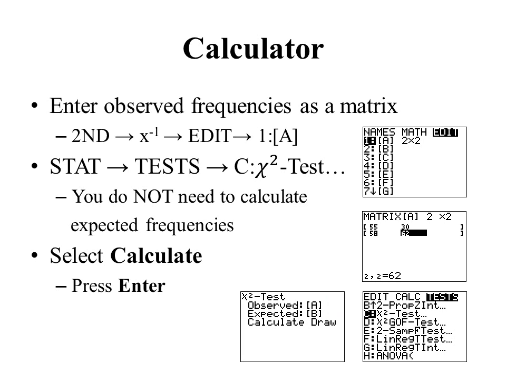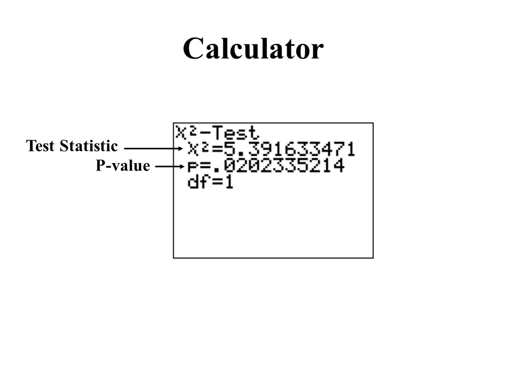Now lastly, you've got two options, either calculate or draw. Select Calculate, press Enter, and you should get a window that looks like this. So first we see it's a chi-squared test, and here's the value of our test statistic, 5.39. That's identical to what we got by hand. And then here's the p-value, 0.02. And then here's the degrees of freedom. We see that's 1, the exact same thing we calculated.